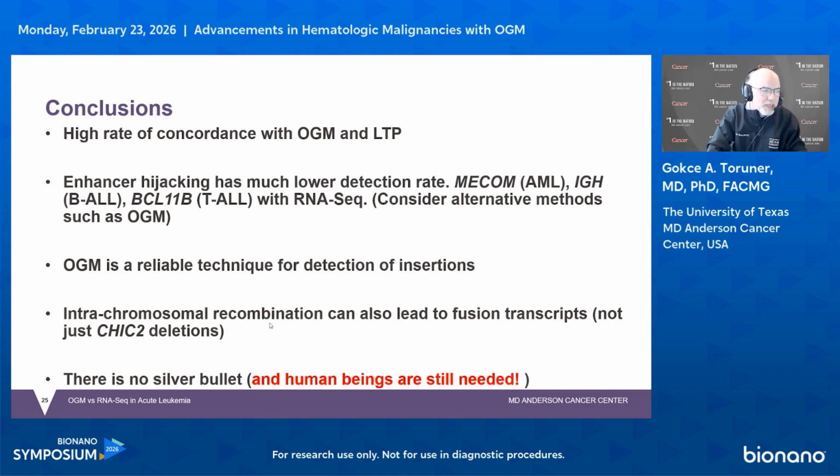Also, intrachromosomal recombination can also lead to fusion transcripts. I showed you the ones which are more pathogenic and more driver. But probably some of the aberrations that are reported as read-through transcripts, not all, may be due to intrachromosomal recombination, such as small deletions. And I should stress that there is no silver bullet. All techniques have their own limitations.